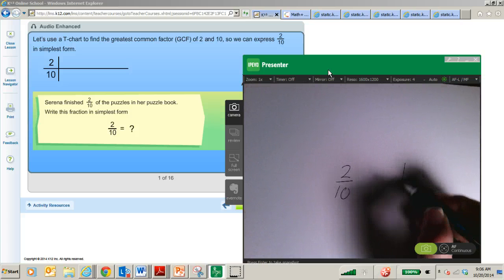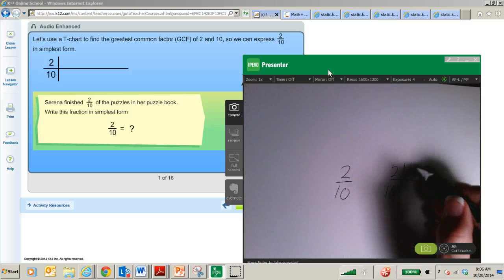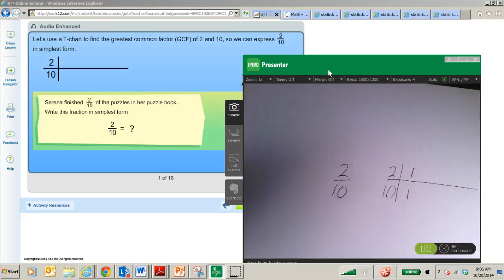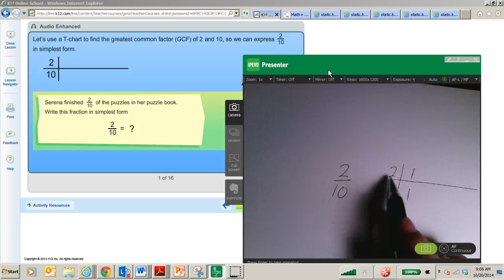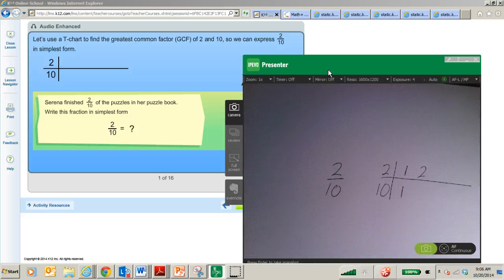Well, they used a T-chart, so we can try that. I know that 2 can be made with 1, because 1 is always a factor of everything, so I'm going to go ahead and put it for both. And then I know that 1 times 2 makes 2.